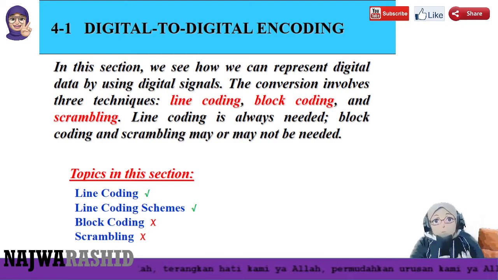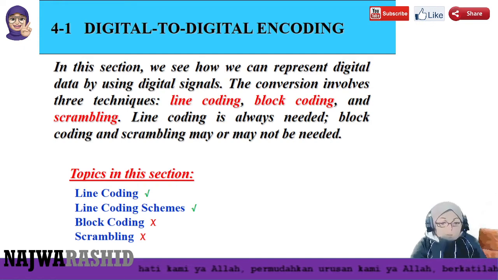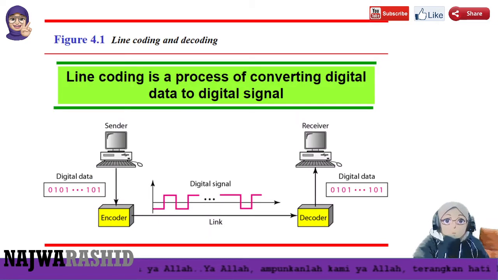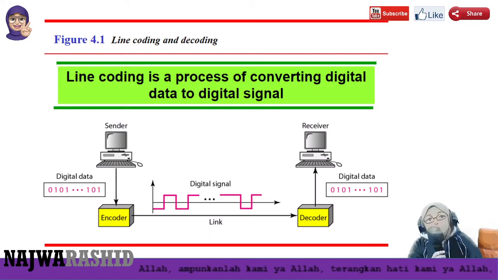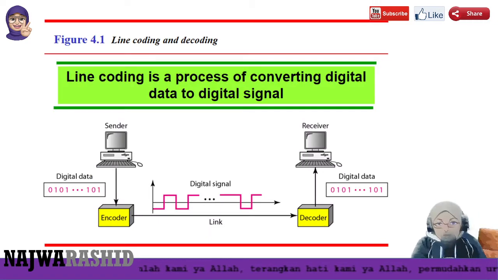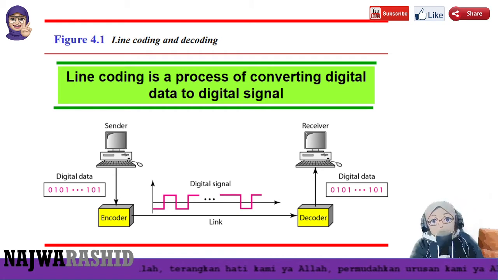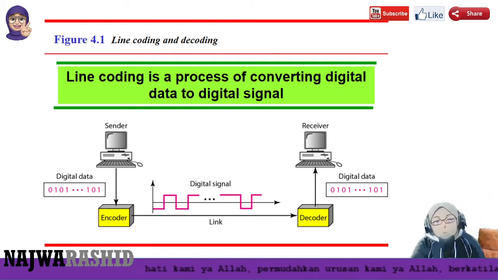Okay, the conversion involves three techniques for digital to digital. We have line coding, block coding, and scrambling. But under this topic, we only discuss about the line coding and the block coding. Okay, using the line coding technique, we need to convert a digital data into digital signal.